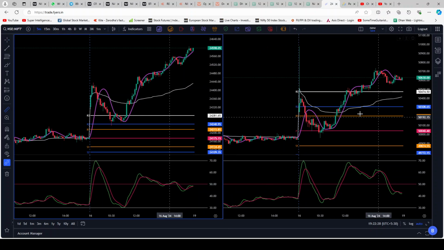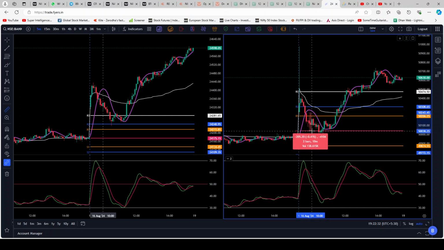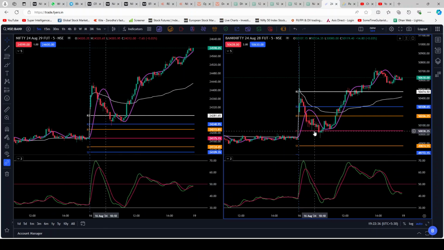When it comes to Bank Nifty, you could have shorted somewhere over here and gone down till about here. That was a 200-point fall. And when it touches the pivot, you should have booked your profit, not waited till it goes and touches this line over here. The moment it touched the pivot, you should have booked your profits, and that would have been about 200 points. Somewhere about 80, 100 points would have been a very good profit over here.